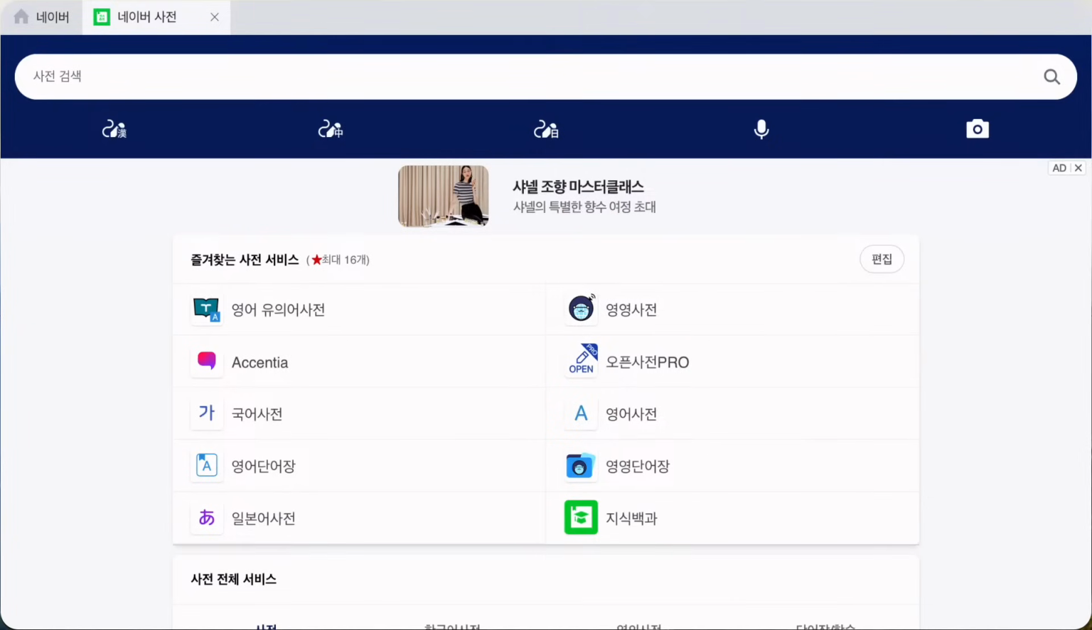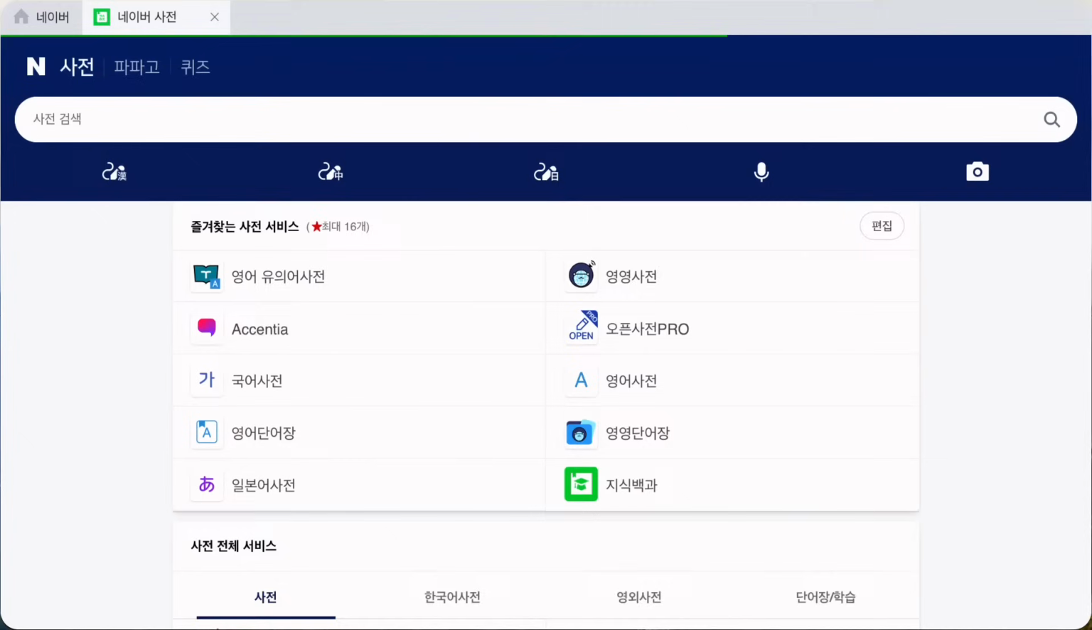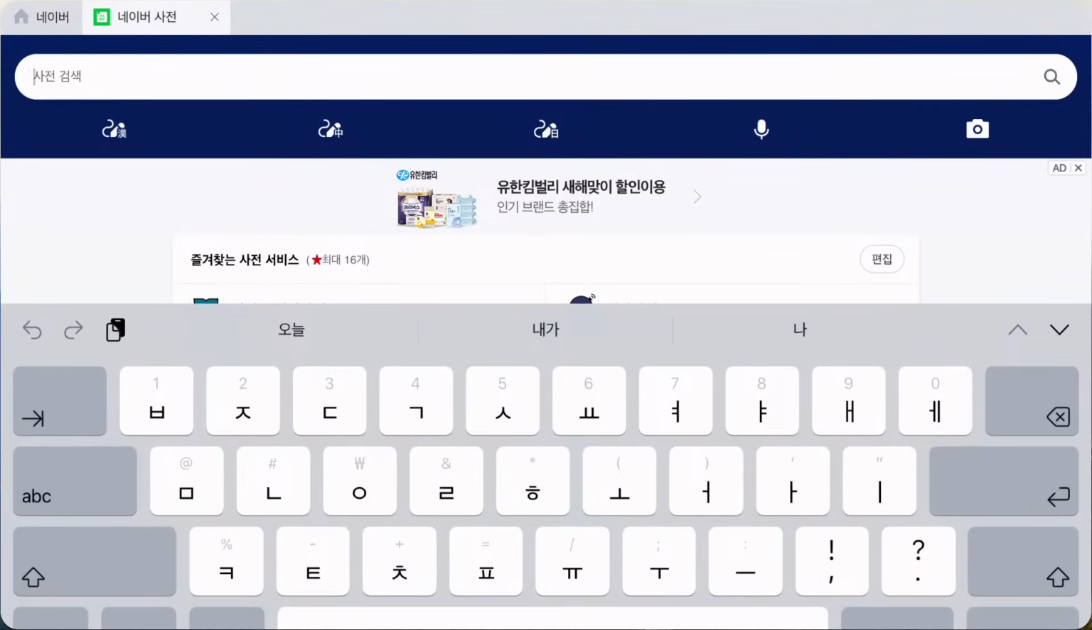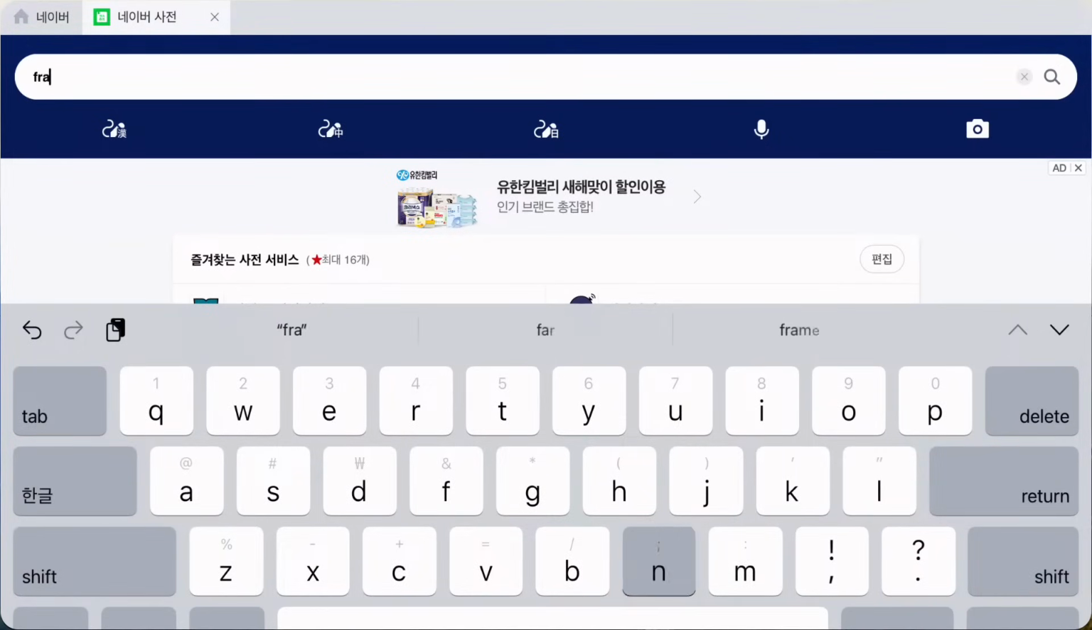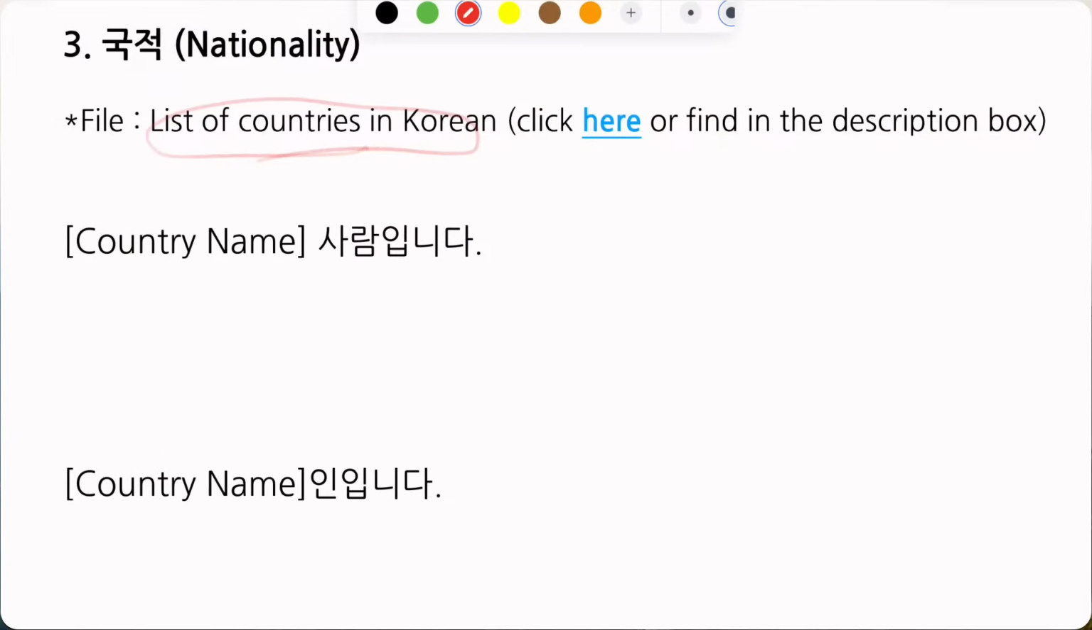Naver dictionary. It's dict.naver.com. You go there and you can look up your country name. For example, if you're from France, you can type France. And then here it says 프랑스. So you can learn that your country name is 프랑스. So feel free to look it up on the dictionary, guys. And let's go back.